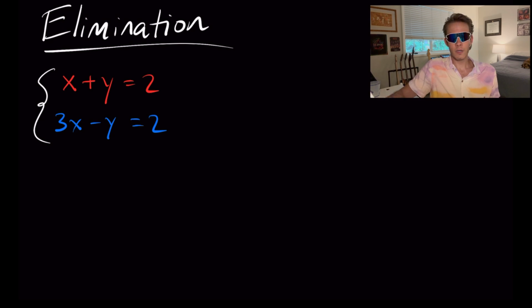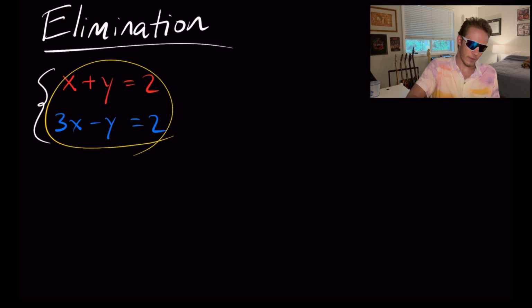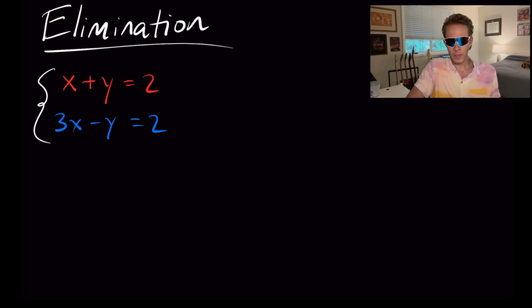So when you have a system of linear equations where both equations are written in standard form like this, not slope-intercept form, sometimes it's a lot easier to use elimination to find the solution, again, to find where the two lines intersect, rather than substitution. So how do we do elimination?